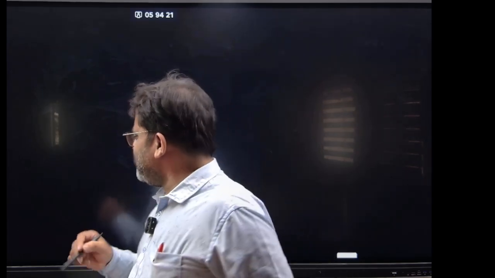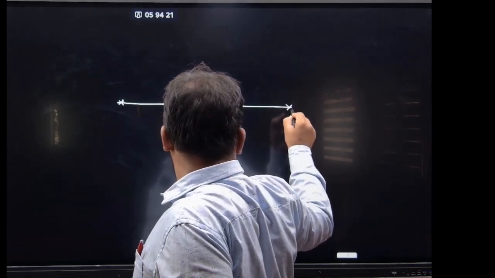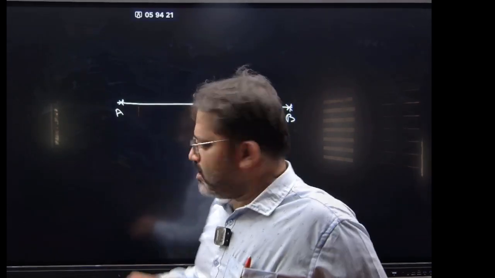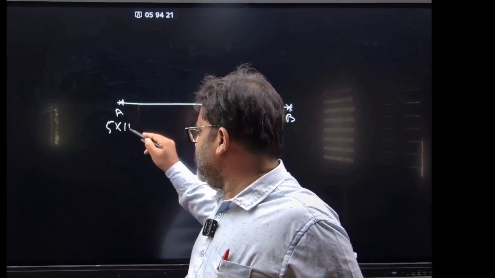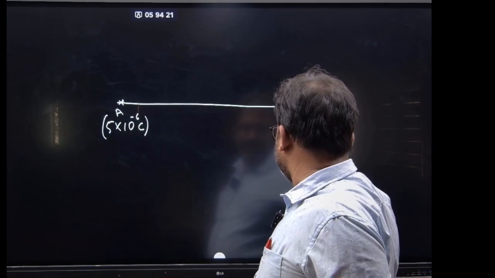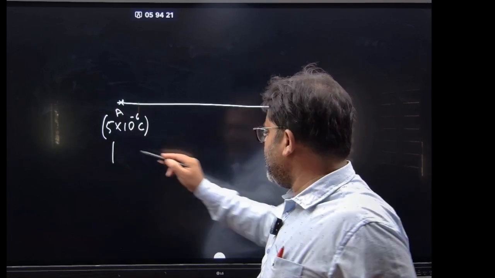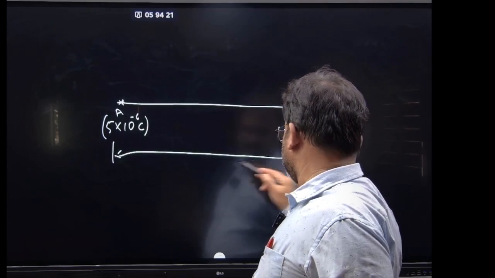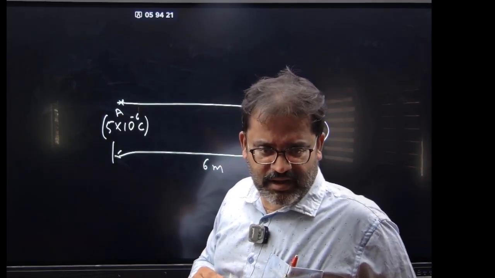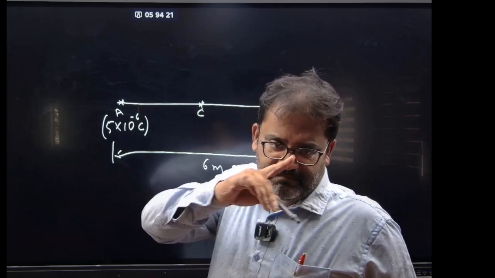Now, the most important thing. We have got two positions A and B. The charges at A and B are 5 microcoulomb, which means 5 times 10 to the power minus 6 coulomb, and here also it is 5 times 10 to the power minus 6 coulomb. The distance between the points A and B is 6 meter. There is a point at the mid of A and B, that is C.